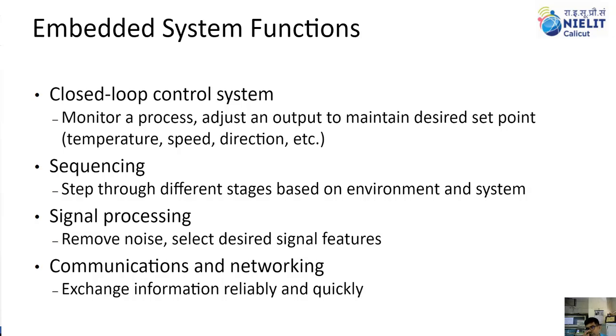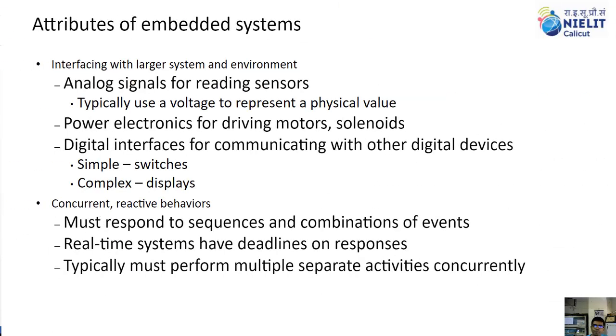Then there are embedded system functionalities like communication and networking, to exchange information. The sensed information needs to be forwarded for monitoring and other applications. So, exchange information reliably and quickly. That is also one of the functions of an embedded system.